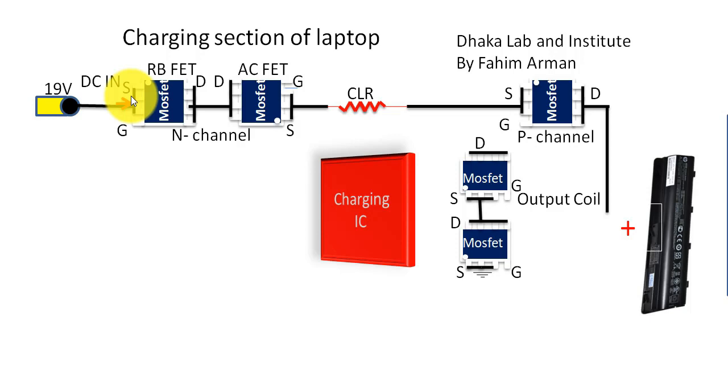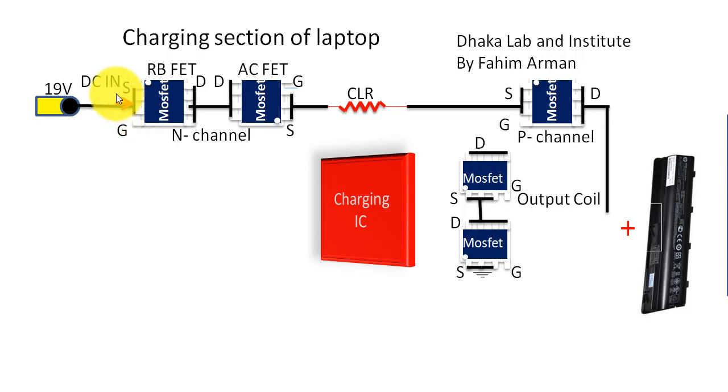We don't want to drop the voltage, because it is very important that the full 19 volt should go. For that reason we need switching to pass 19 volt in round figure. Later on we will see how it will pass.